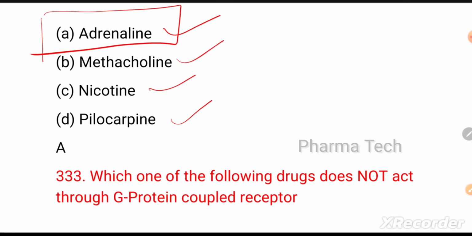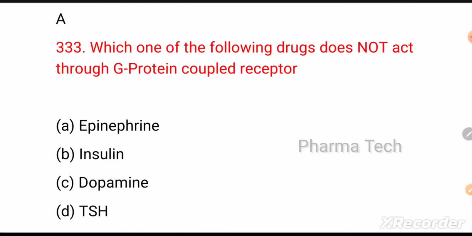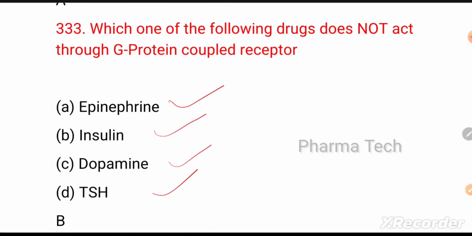Next question: which of the following drugs does not act through a G protein coupled receptor? Options are epinephrine, insulin, dopamine, TSH. Answer is B, insulin. Insulin does not act through a G protein coupled receptor.